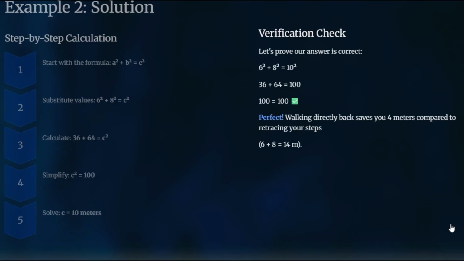So let's verify your answer. You always need to verify your answer. So 6 squared plus 8 squared, is that equal to 10 squared? Yes, it is, because 36 plus 64 is 100. So now we discovered that walking directly back will actually save you 4 meters compared to retracing your steps, because originally you walked 6 meters east, 8 meters north, that was 14 meters. Whereas if you walk directly back, then you only walk 10 meters.